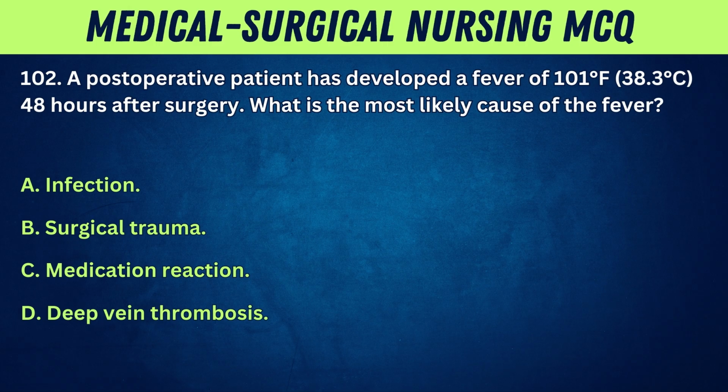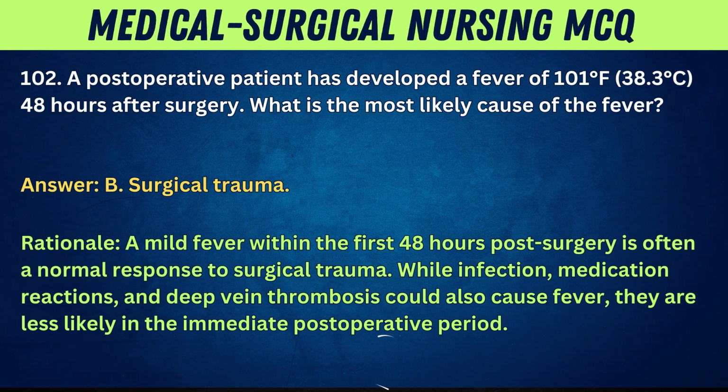102. A postoperative patient has developed a fever of 101 degrees Fahrenheit, 38.3 degrees Celsius, 48 hours after surgery. What is the most likely cause of the fever? A. Infection. B. Surgical trauma. C. Medication reaction. D. Deep vein thrombosis. Answer: B.